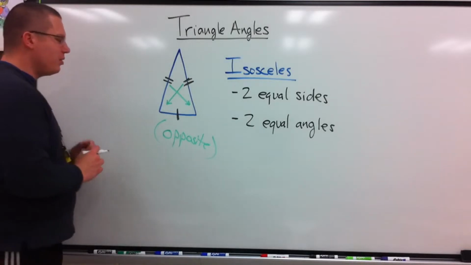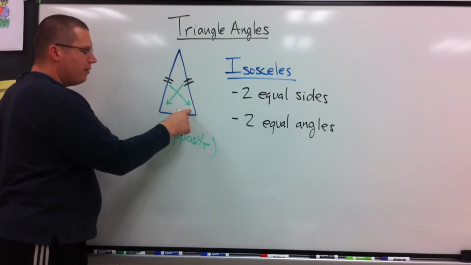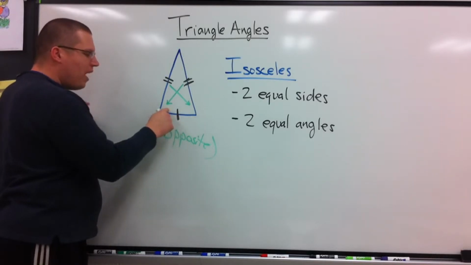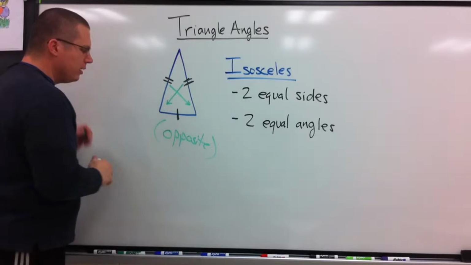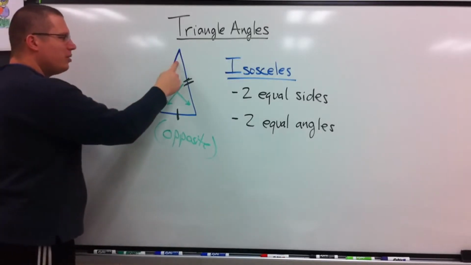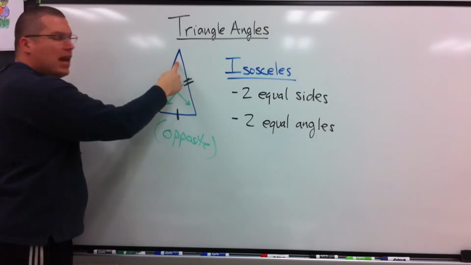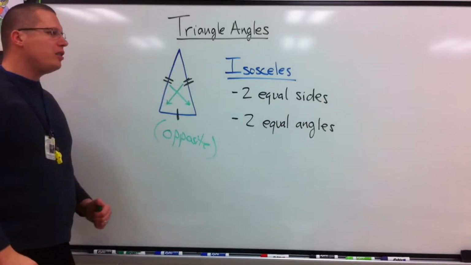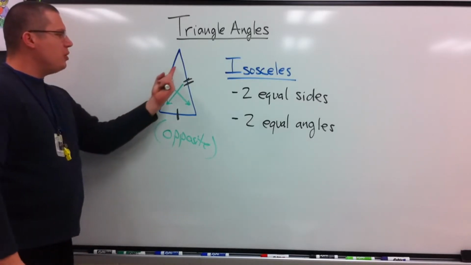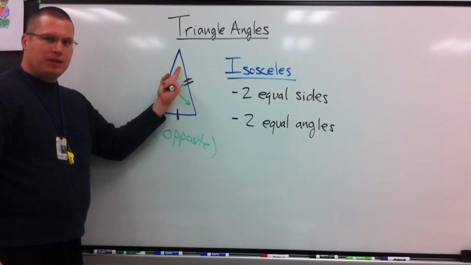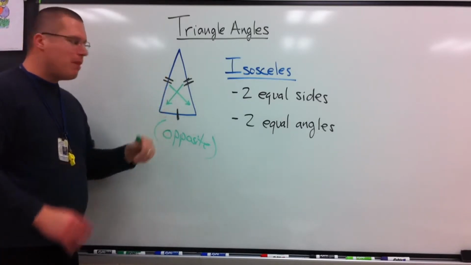Here's what a lot of kids do. They say, oh, this must be 45, this must be 45. Because 45 plus 90 equals 180. Well, does this look like 90? I don't think so. And then I ask kids, well, what is this? And they say, it's 20, it's 30, it's 27. Do you have any idea what this is unless you measure it? The answer is no. We're not going to measure it.